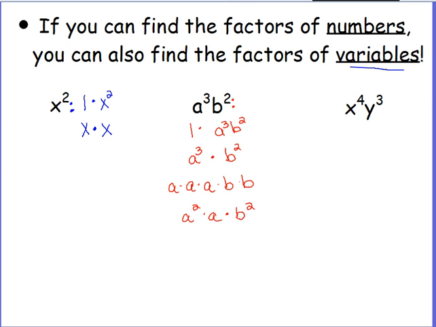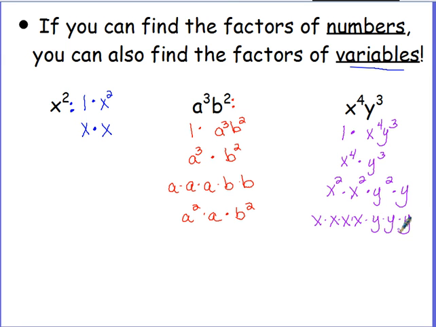Let's take a look at the last example. I have x to the 4th y cubed, so 1 times itself. I could also rewrite this as the product of x to the 4th times y cubed. Could also be x squared times x squared to get x to the 4th, times y squared times y to get y cubed. We could also fully expand with x times itself 4 times, y times itself 3 times, and so on.